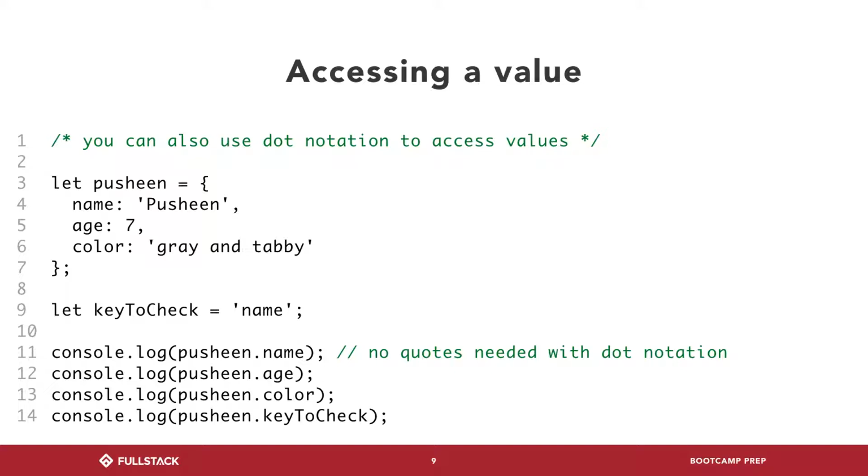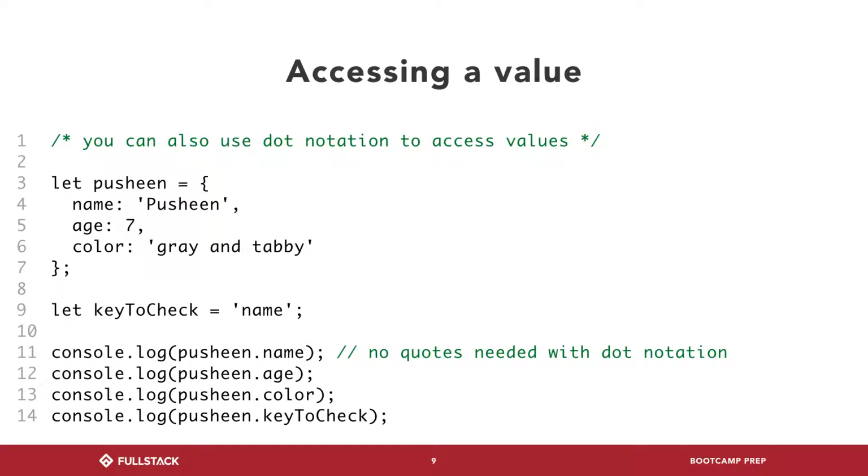Except because when you're doing dot name, dot age, dot color, what JavaScript is going to say is, okay, if you use dot notation, I'm not expecting you to give me a variable that's going to be the name of the key. I'm expecting you to give me the actual key as a string. So the reason why dot name doesn't have quotes around it is because when you use dot notation, JavaScript says, all right, I'm going to take whatever you give me after the dot, make it into a string, and go look for that.